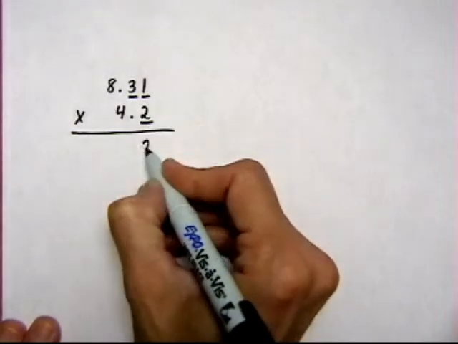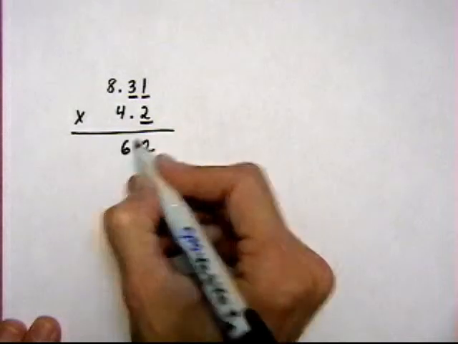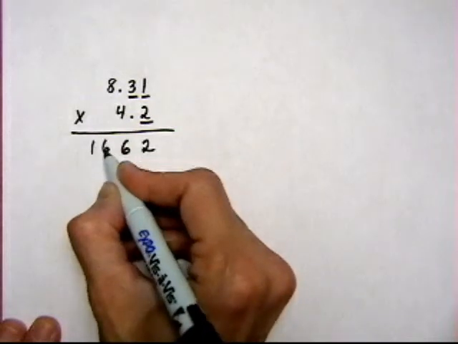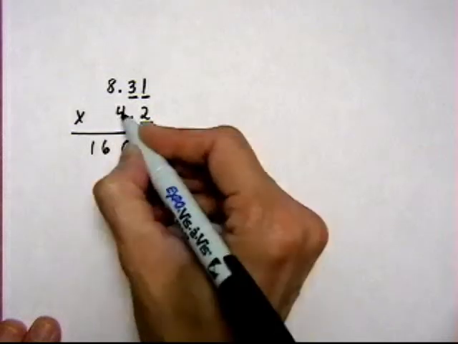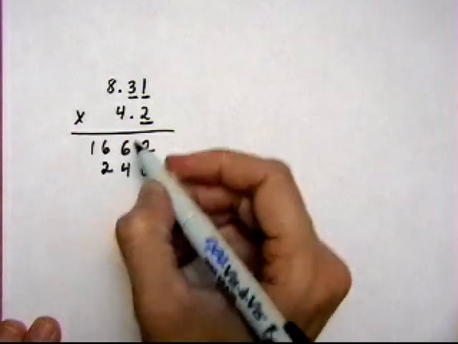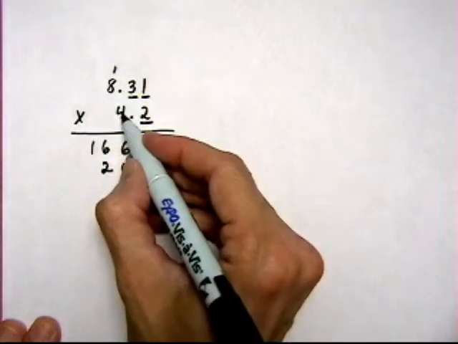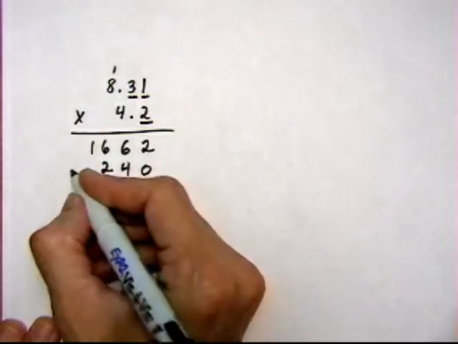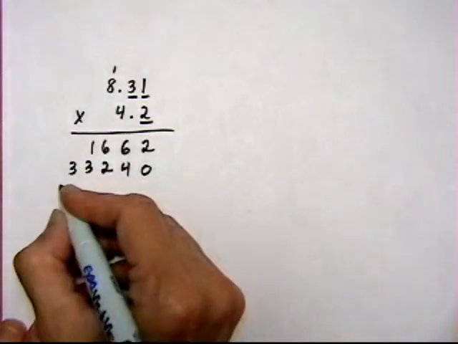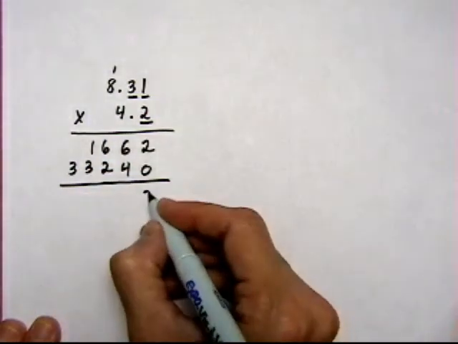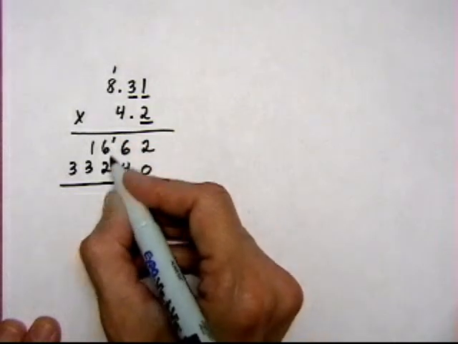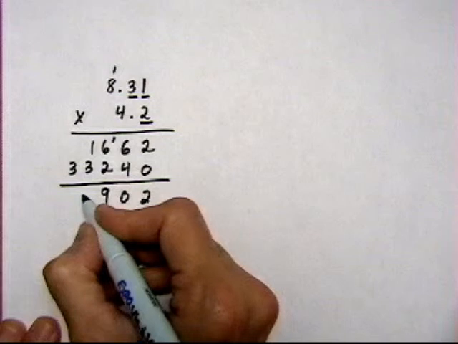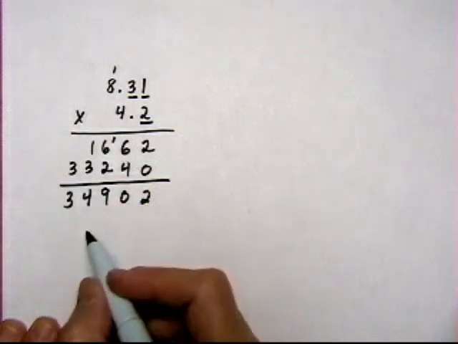2 times 1 is 2. 2 times 3 is 6. 2 times 8 is 16. Put a 0. 4 times 1 is 4. 4 times 3 is 12, so I put the 2, carry the 1. 4 times 8 is 32, add 1, 33. I add these up and I get 2, 10, 6 plus 2 is 8, plus 1 is 9, 3 and 1 is 4, and 3.